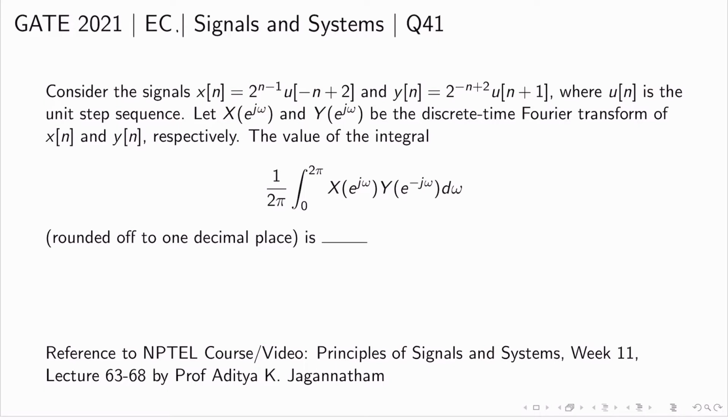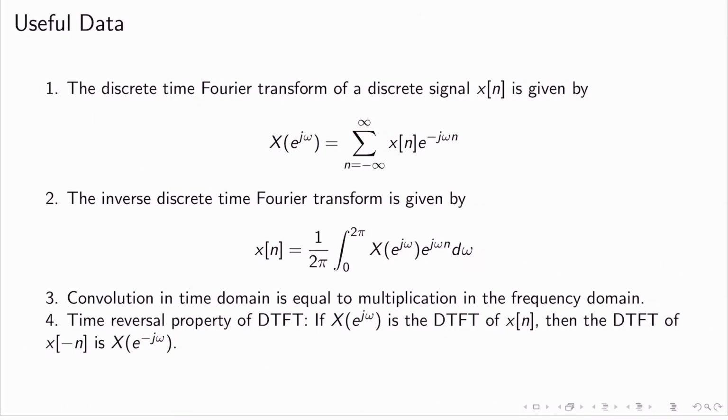And the reference to this question can be found in Principles of Signals and Systems, Week 11, Lecture 63 to 68 by Professor Aditya K. Jagannatham. And let us look at some of the useful data, which includes the formula for the DTFT of a given discrete time signal x of n and the inverse discrete time Fourier transform formula. And this is given in useful data number 1 and 2.